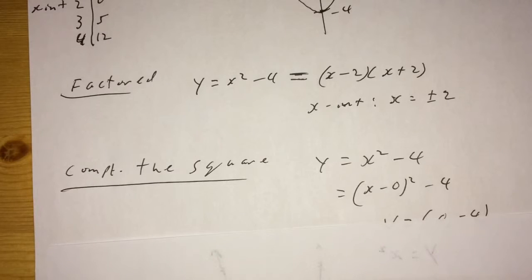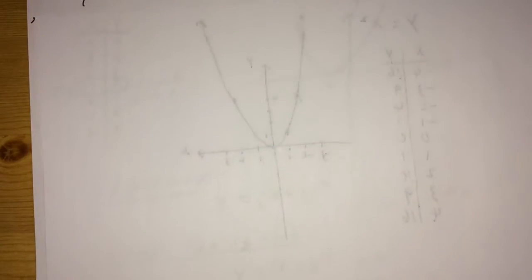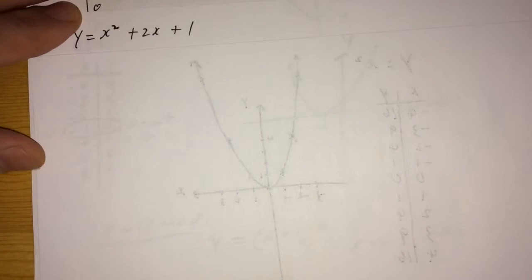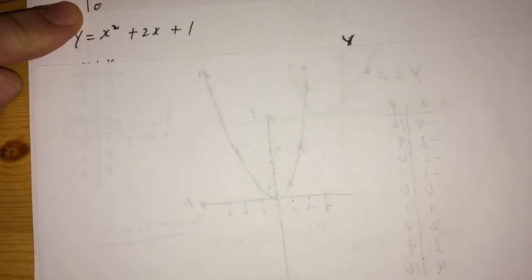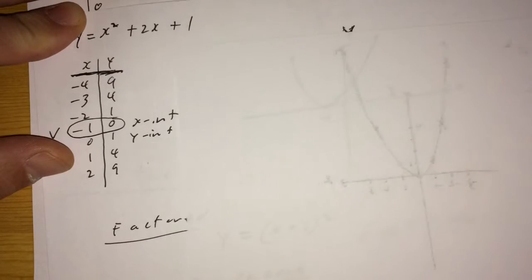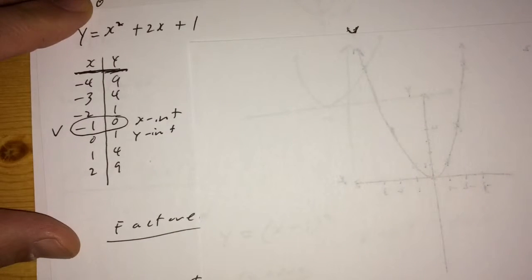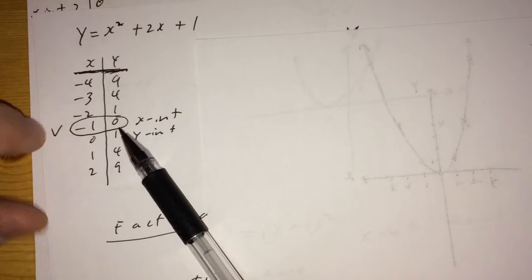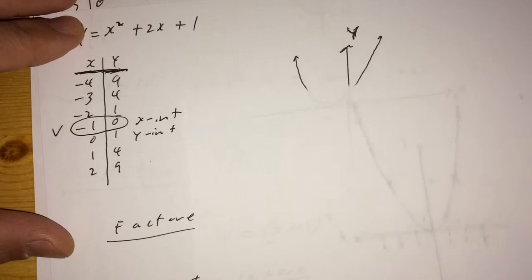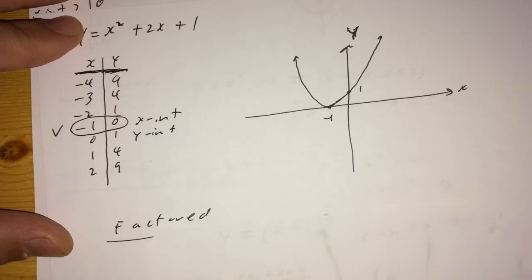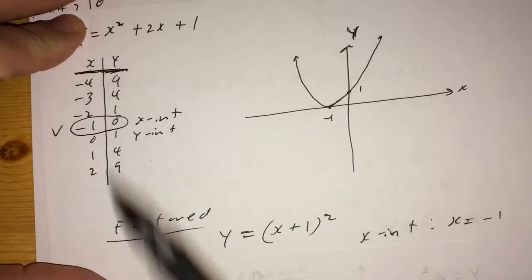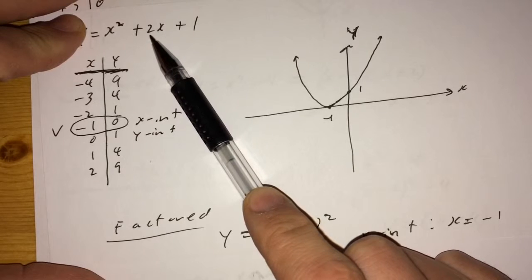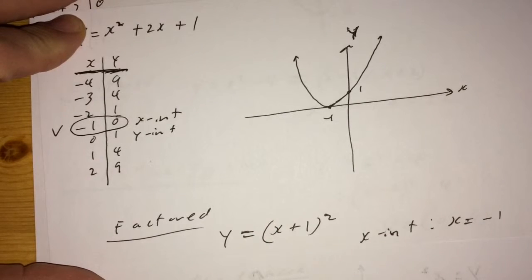Another one, take a look here: x squared plus 2x plus 1. This is a perfect square, and doing the table of values, we get the symmetry around negative 1, 0. So it moved over there. Plot the graph. We've got this. Factoring a perfect square, we know that half of 2 is 1. 1 squared is 1. So we know that this is a perfect square.